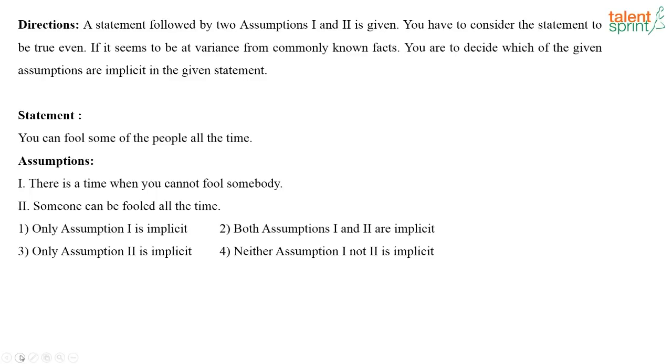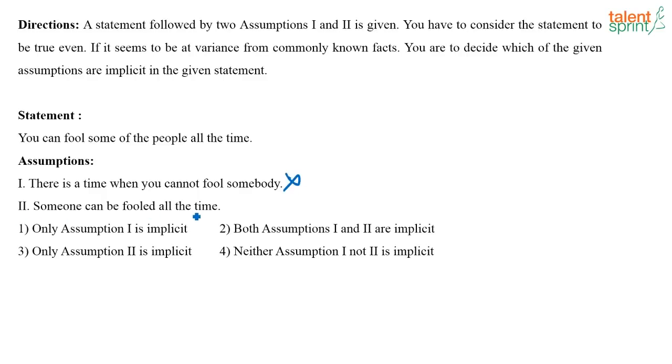See, what's the question saying? The question says, you can fool some of the people all the time. Some people can be fooled all the time. That's what they are saying, right? Now, the first assumption says, there is a time when you cannot fool somebody. No, that is not implicit, right? They are saying there are some particular people whom you can fool all the time. This is not an implicit assumption.